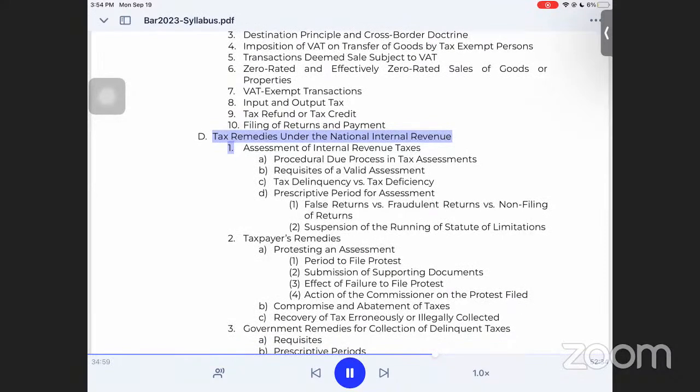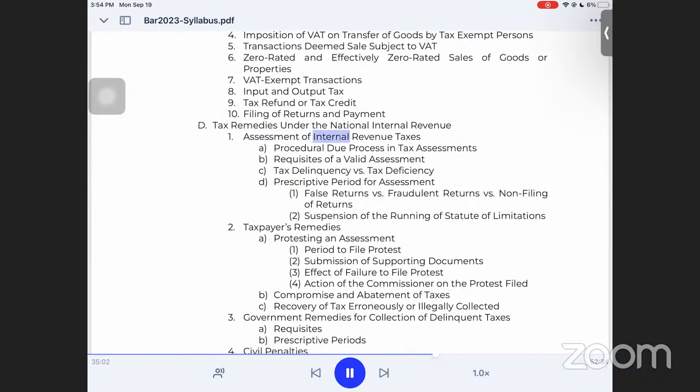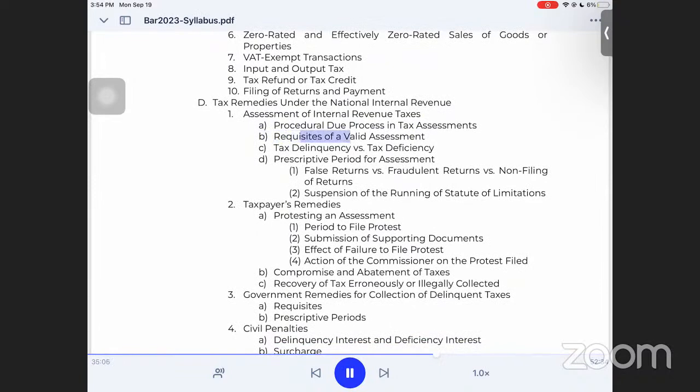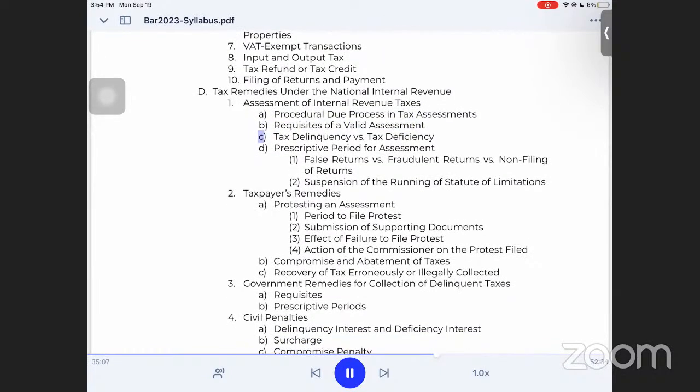D. Tax remedies under the National Internal Revenue Code. 1. Assessment of internal revenue taxes. A. Procedural due process and tax assessments. B. Requisites for valid assessment. C. Tax delinquency versus tax deficiency.